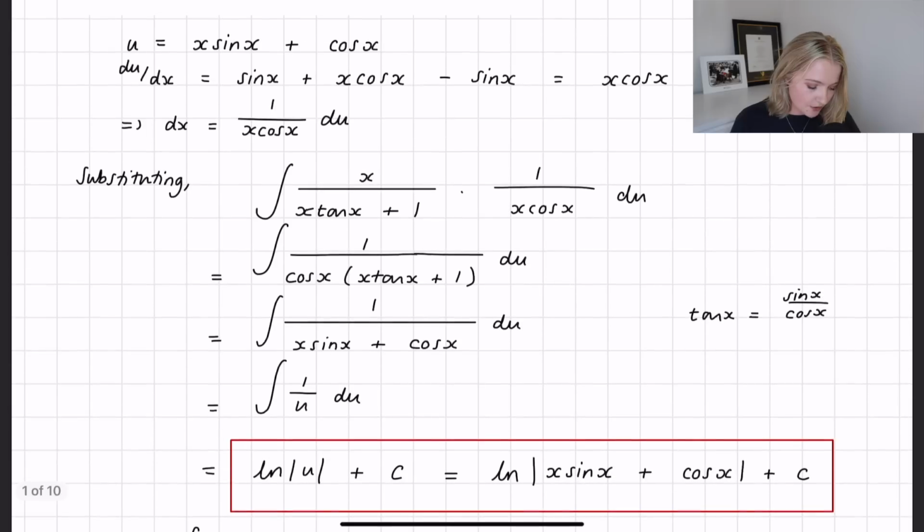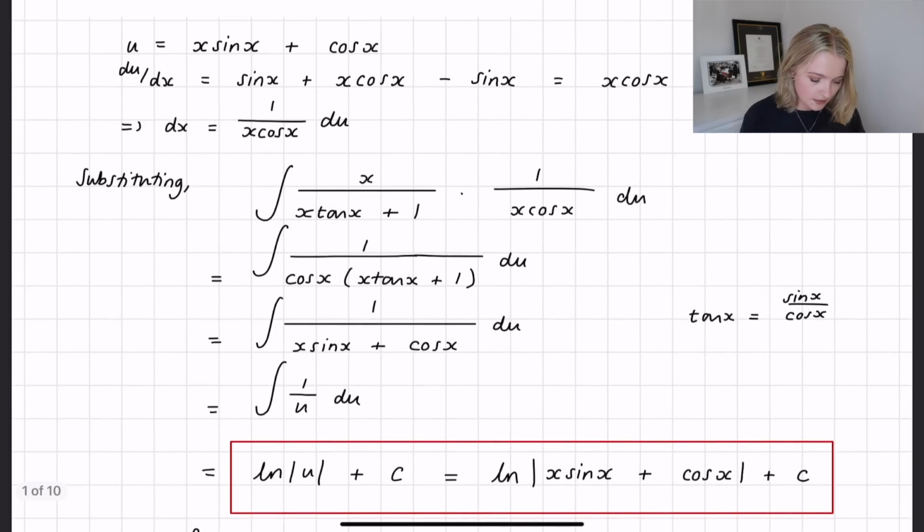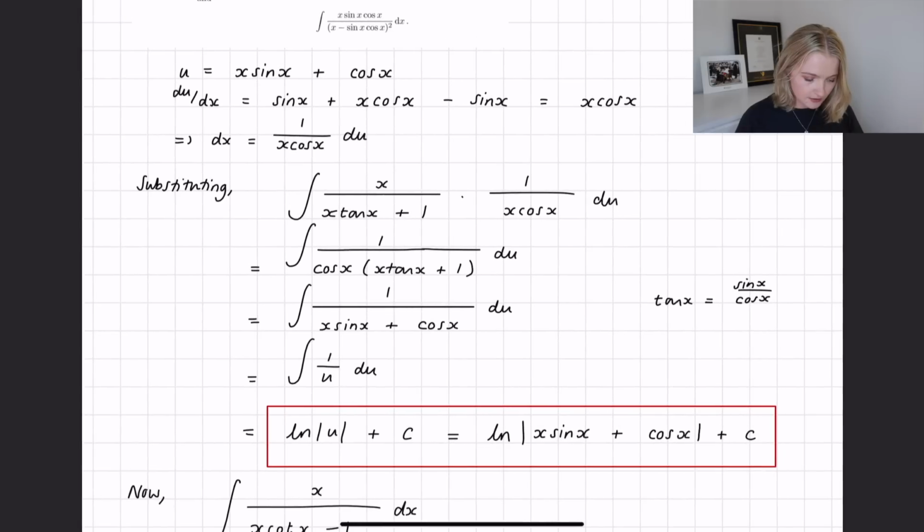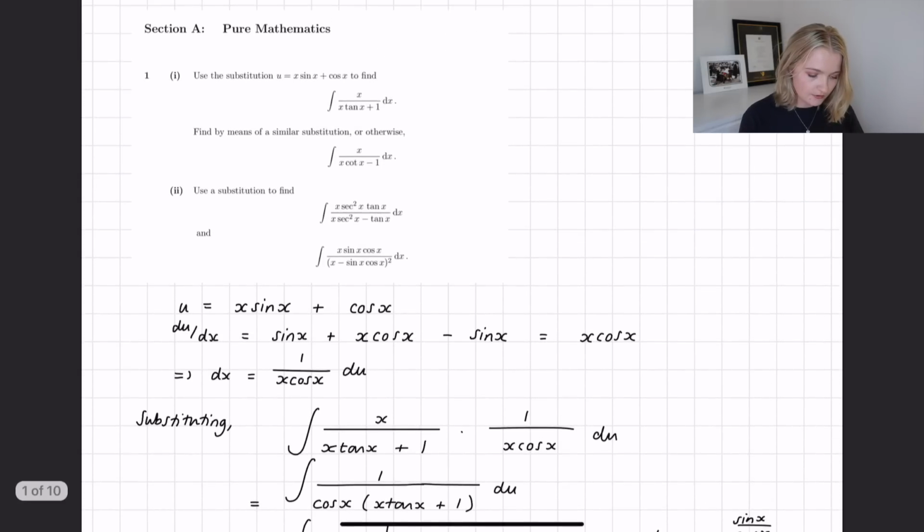Amazing. And so, yeah, we can integrate this and we get the natural log of the absolute value of u plus c, not forgetting your constant there, that's something that was drilled into me by my A-level teachers. We can then just simply substitute the value for u in here, and so we get this final equation here for the integral. Amazing.